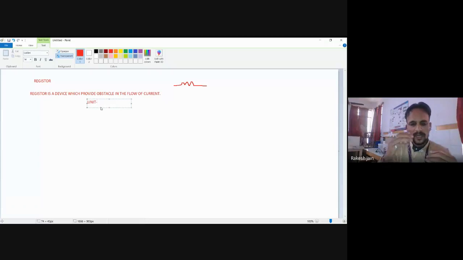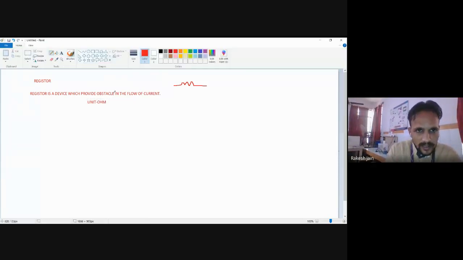As you have already learned in Ohm's law, V is equal to IR, where the abbreviation R means resistor, resistance. The unit is ohm, and the basic representation of ohm is like this one. This one is the ohm symbol. So resistor is a device whose symbol is this one and unit is ohm, and it is used to provide obstacle in the flow of current.